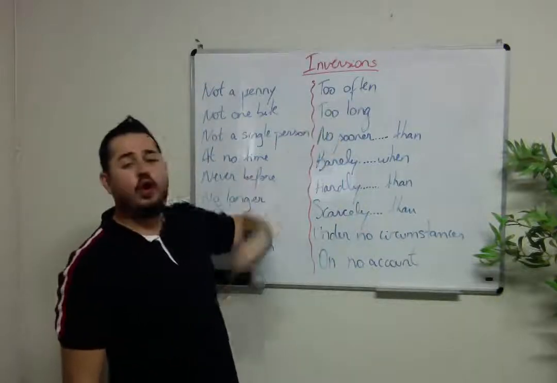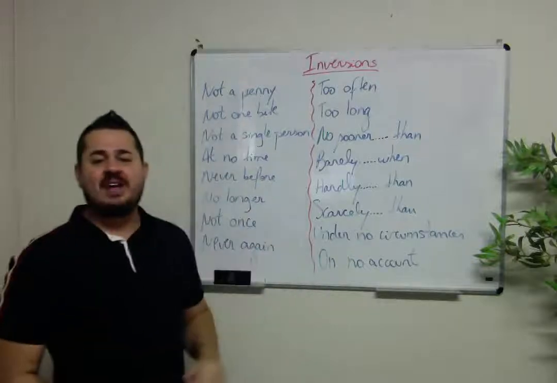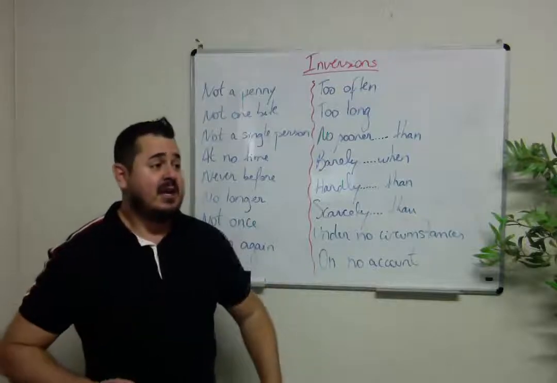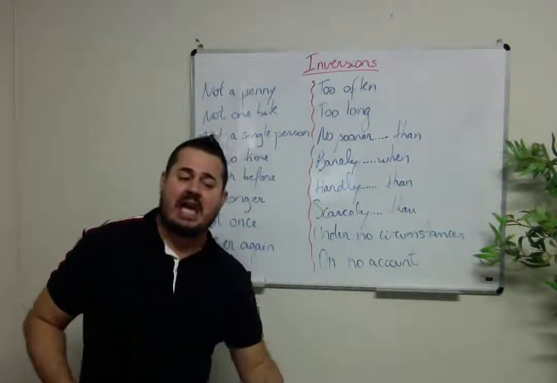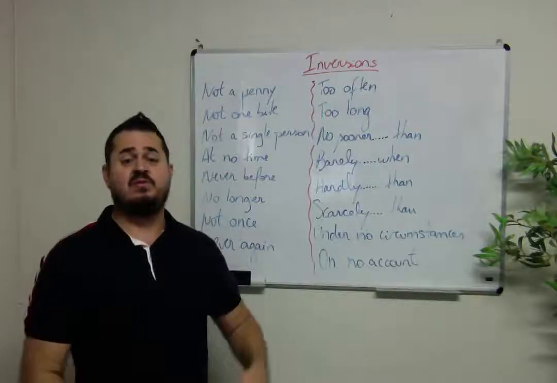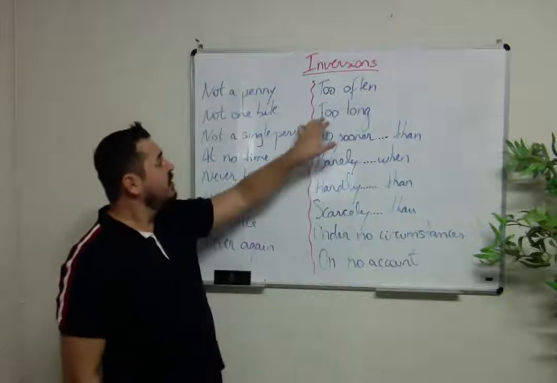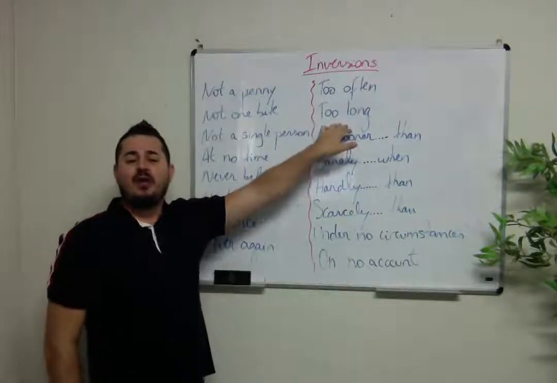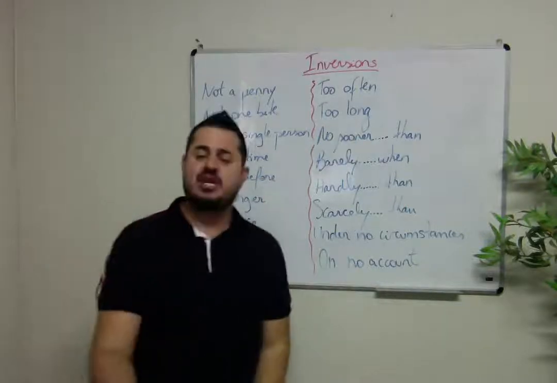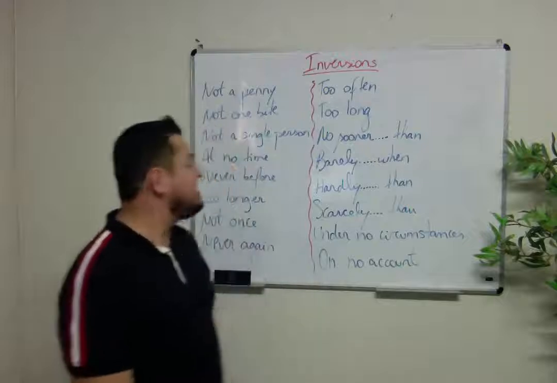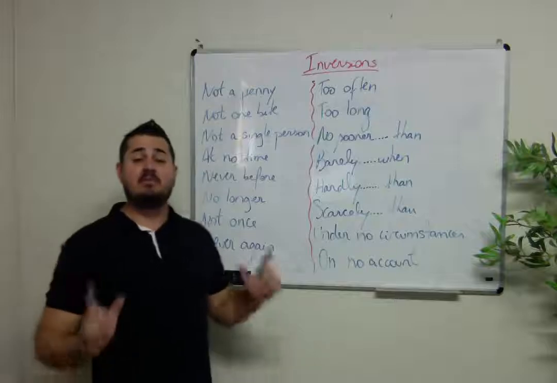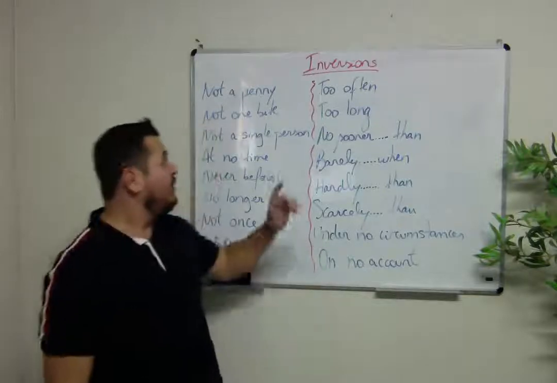Too often and too long. So, too often do we see people struggling to make ends meet. In other words, if you see people struggling to make ends meet, they struggle to make enough money to survive or to feed their family. Okay? Too long. Too long have we waited for a change. So we have been waiting for things to change and they never change. It's disappointing. Alright?